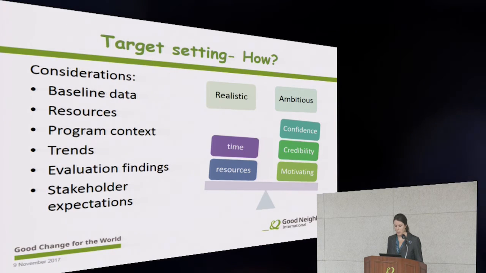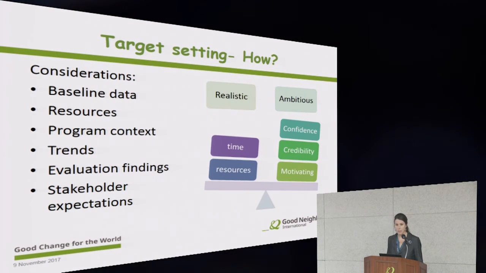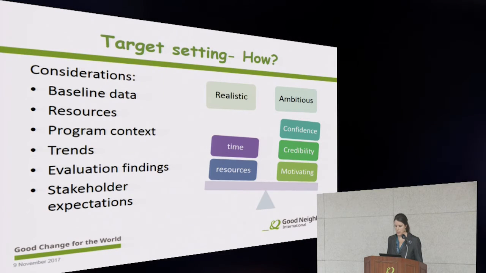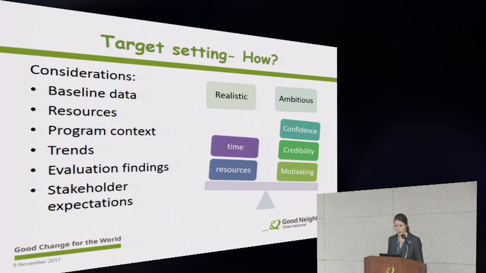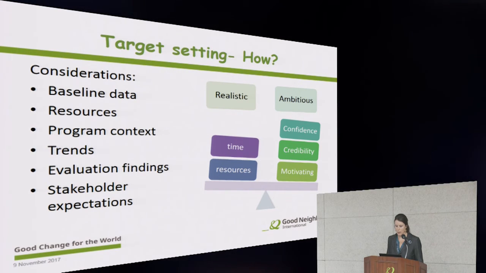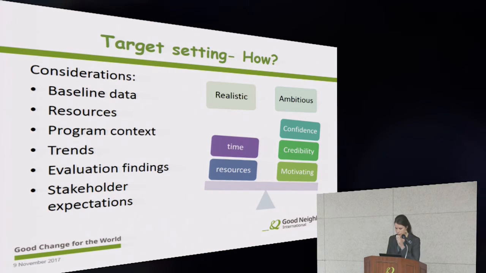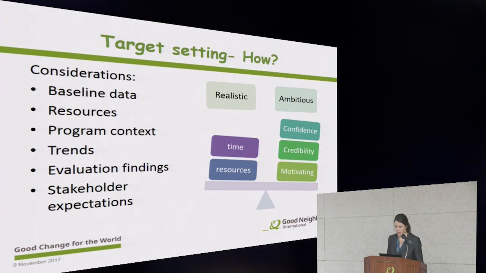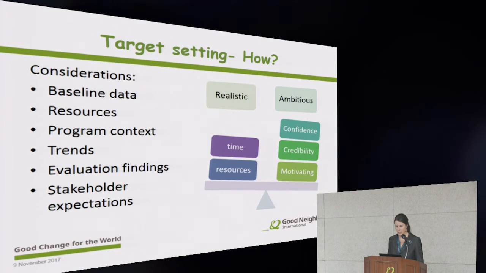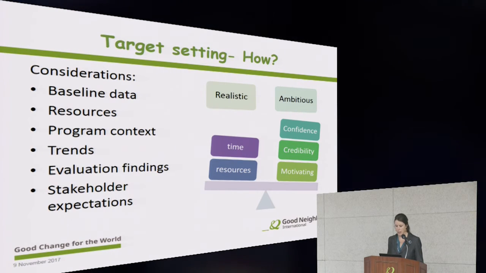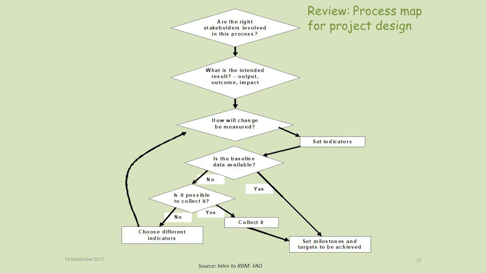What might be a reasonable target in one project site might be impossible in another, even for the same indicator. So that just depends on the project context. Consider prior trends if the data is available, and look at evaluation findings or reports that you have from your previous activities. You'll also want to consider stakeholder input for target setting, as they likely have the most realistic understanding of the context and what's possible.